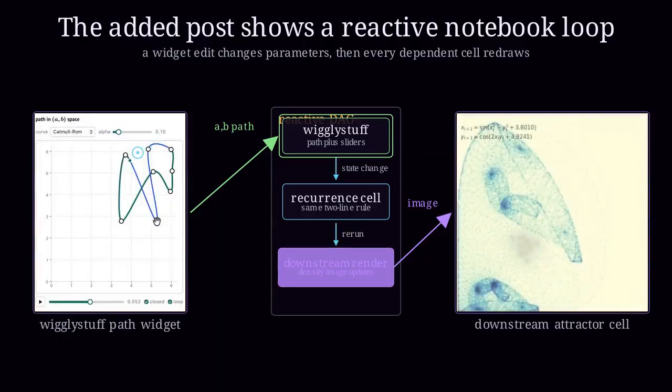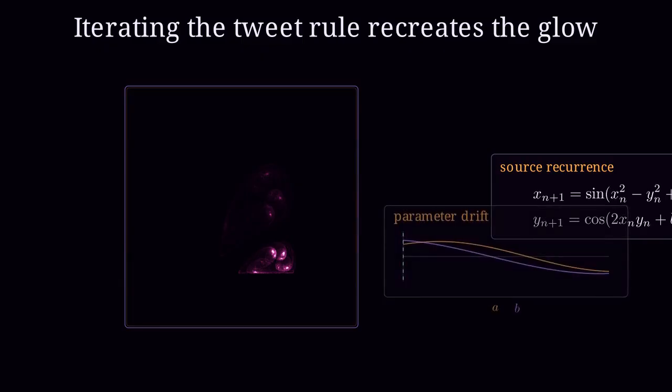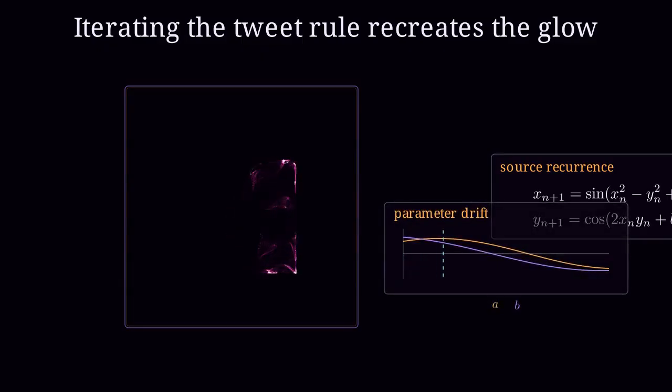When the path's A and B values drift, the same recurrence changes which folds line up. Dense visits glow, rare visits fade, and the triangular boundary appears.